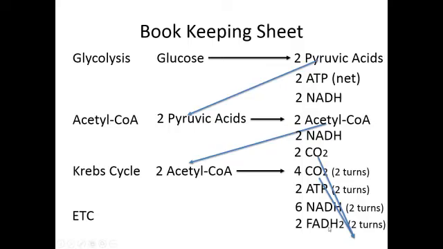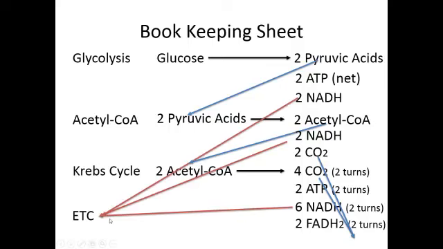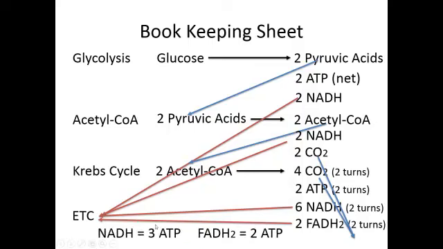These NADHs and the FADH2s are going to go to the electron transport chain, where we're going to be generating ATPs through oxidative phosphorylation. The 4 ATPs that we've made through glycolysis and the Krebs cycle have been through substrate level phosphorylation. So through oxidative phosphorylation, we can make 6 ATP per NADH and 2 ATP per FADH2. That's a pretty good exchange rate.